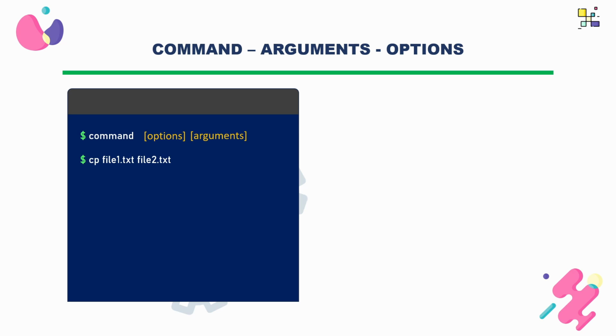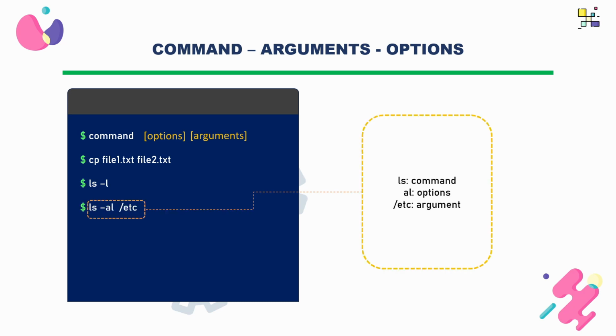For example, in the ls -l command, the -l is an option for the ls command, which tells it to display the list of files in a long format with detailed information. And for the last command, ls -al /etc, here ls is the command, a and l are options provided to the ls command, and /etc is the argument used by this command.